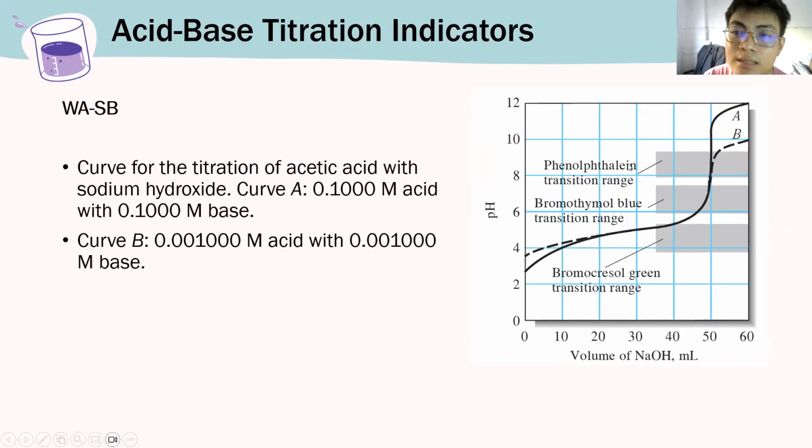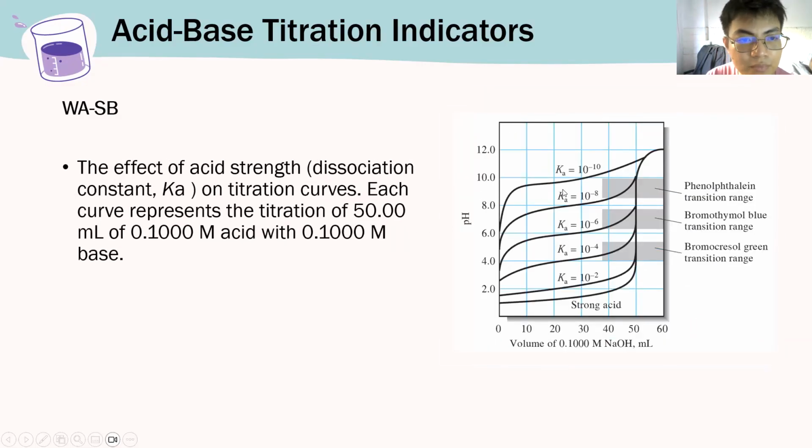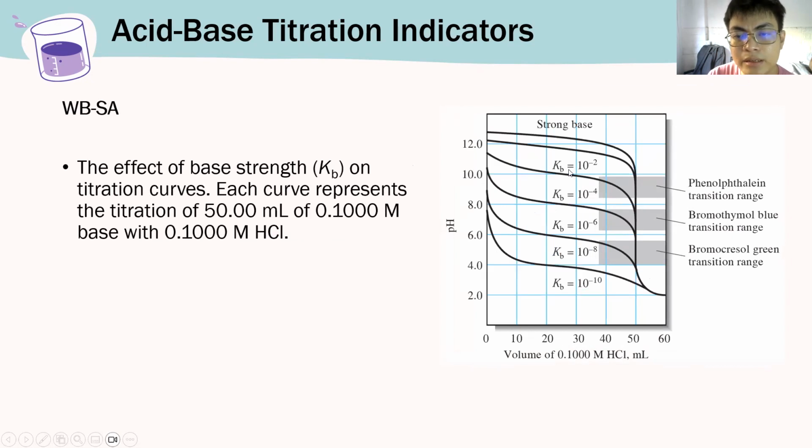So, the selection of indicators, no? Well, ito naman sinasabi lang dito is the effect of Ka, no? So, the greater the Ka, the longer the inflection point, no? Okay? Same as the base, no? The greater the Kb, the stronger the inflection point. Kapag mababa yung Kb, maliit lang yung inflection point. Therefore, you have a very few selection of indicator to choose from.